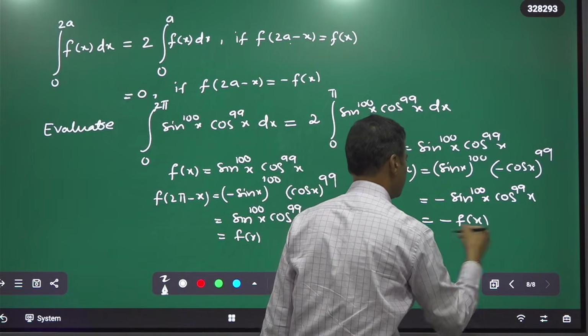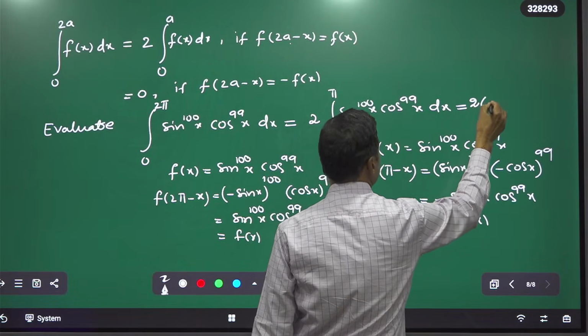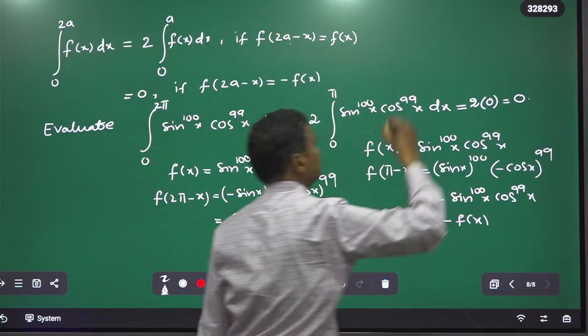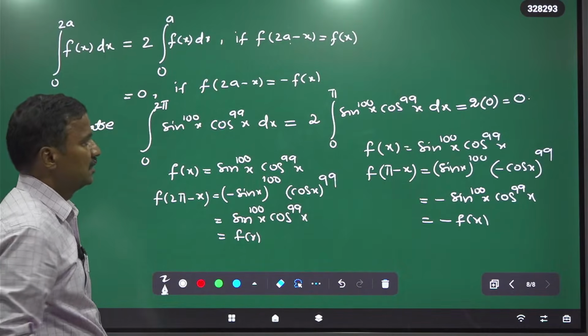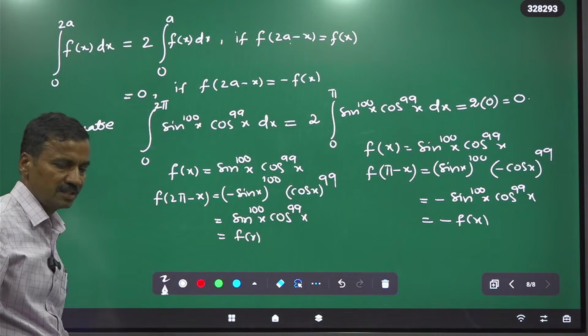which is equal to minus f of x. Therefore, this value becomes what here? It is 2 into 0, that is 0. So, like this, by using this property, we can solve problems like this.